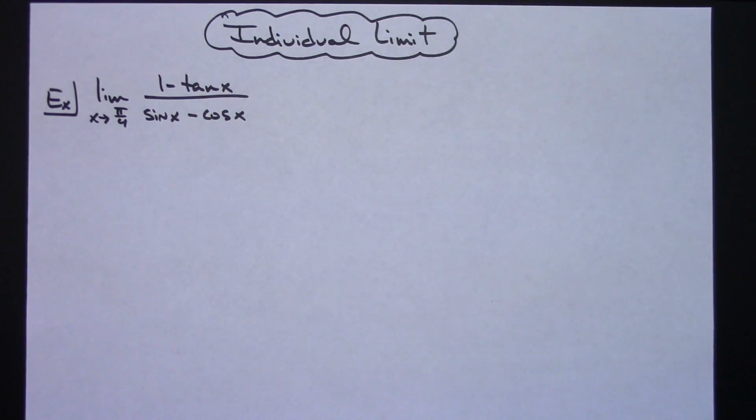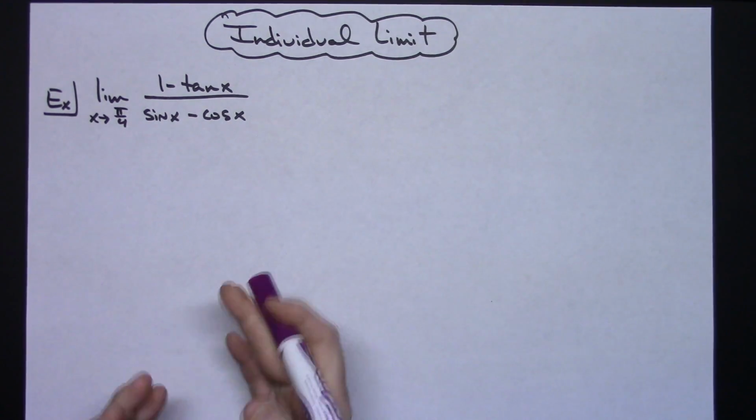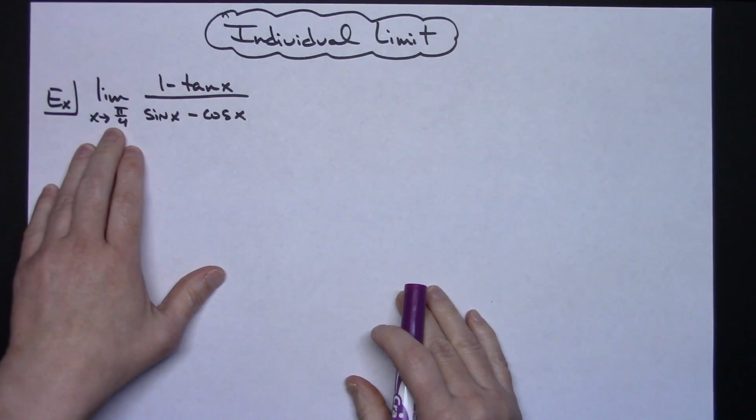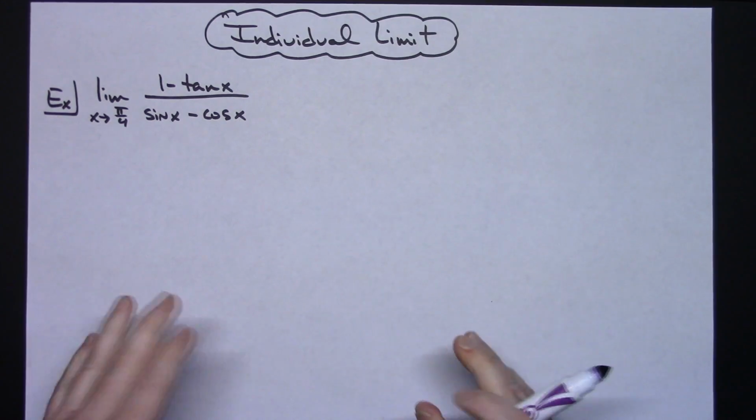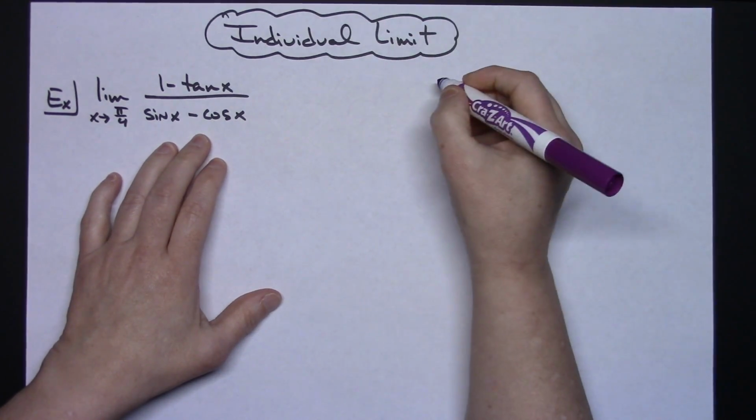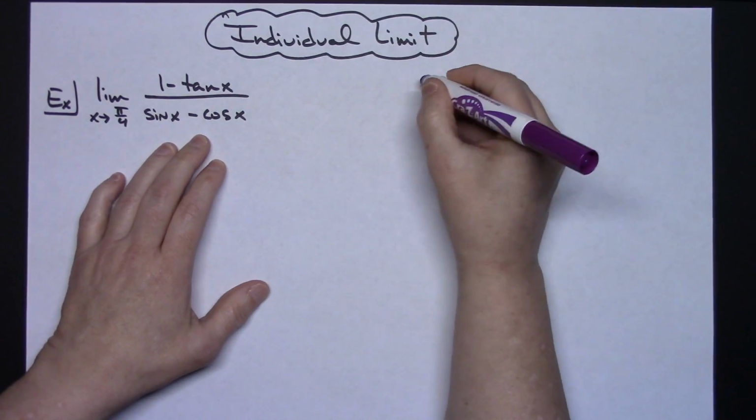In this video I'm going to be working out an individual limit. It happens to be a trig limit with just x approaching pi over 4. So to start with, you should always do a direct substitution on your limits to see if that's going to help or if you are going to get that indeterminate form.